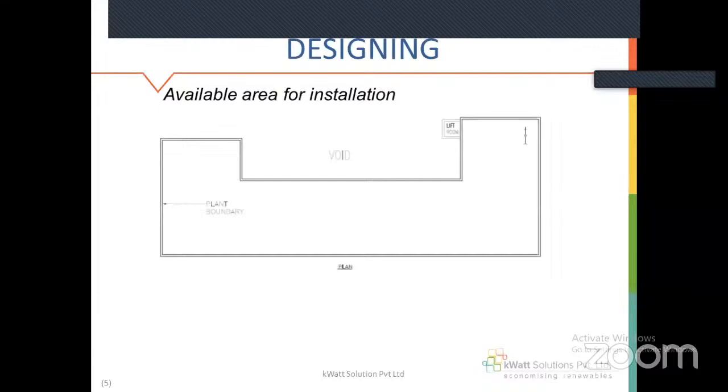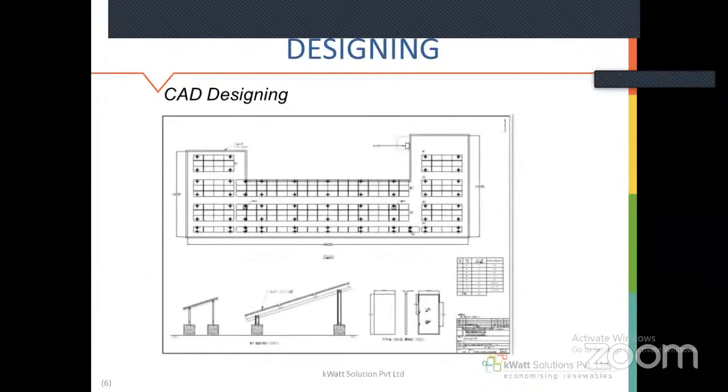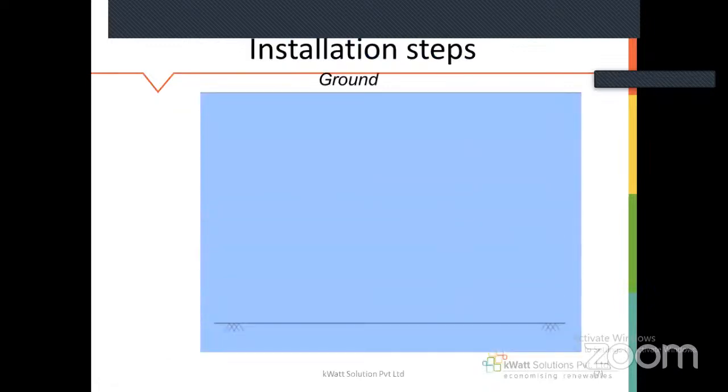So let's say this is the available area, this is the terrace area. First you need to do the CAD designing. Once you are done with the CAD designing, these are the tables that we have formed, and this is the complete CAD designing. An AutoCAD designer needs to do this.